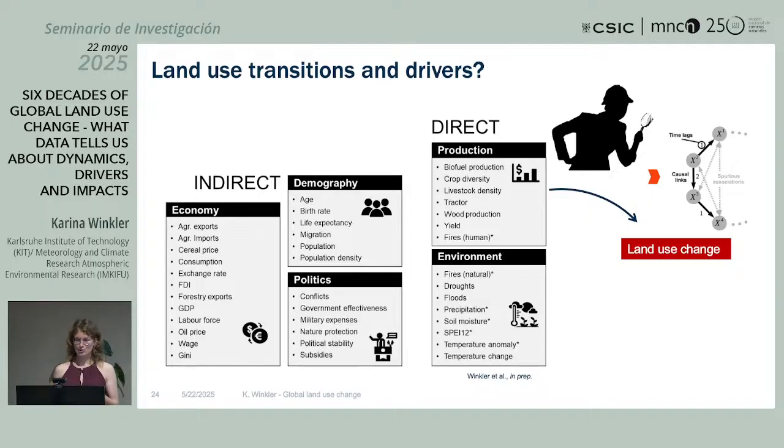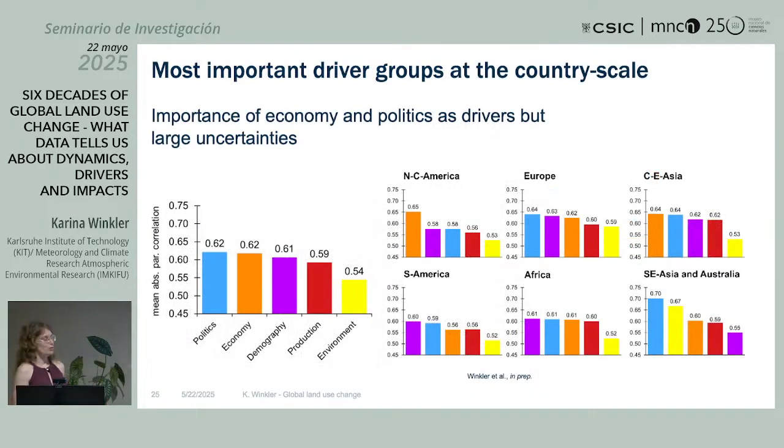And what comes out of it, this is already showing only the most important, the most significant driver, and it's showing the category of the driver. So it's now split into politics, economy, demography, production, and environment. And this is a partial correlation index that gives how strong this correlation would be. And we see that politics and economy are globally most important, although the correlation is not super high. And when looking at different regions of the world, this pattern changes a bit, but we also have to look more deeply into the individual drivers.